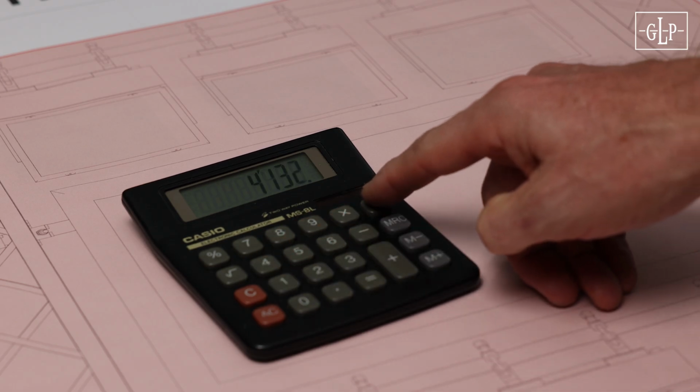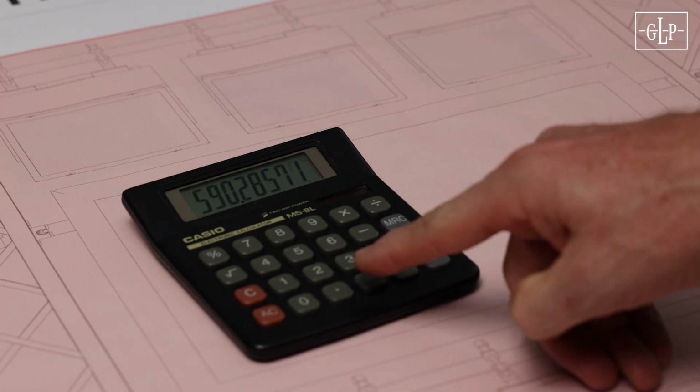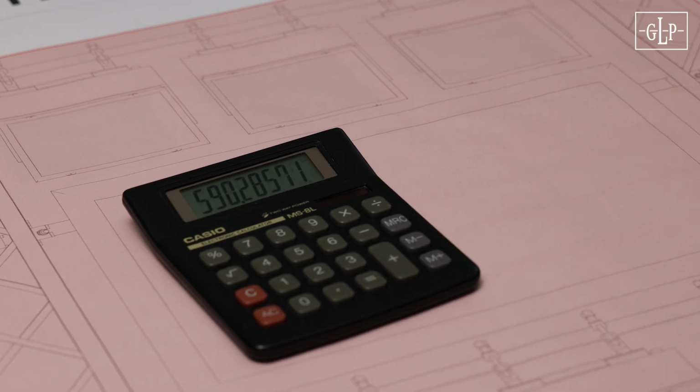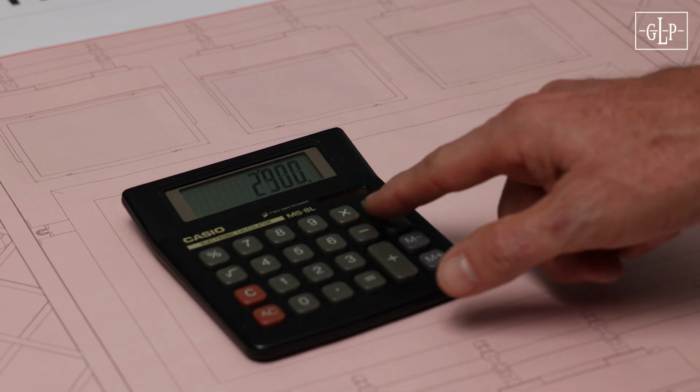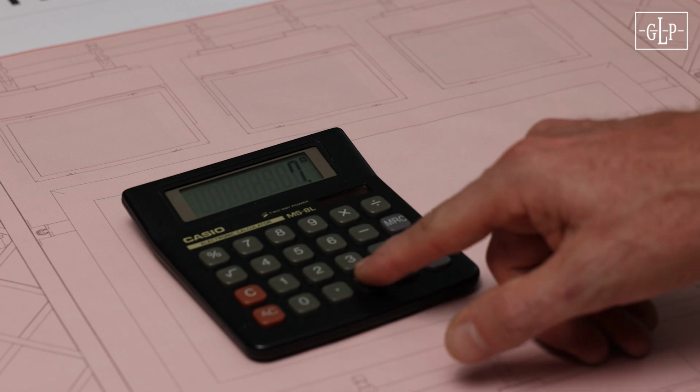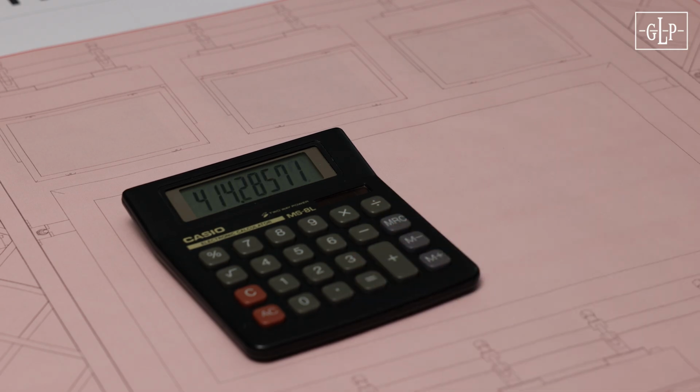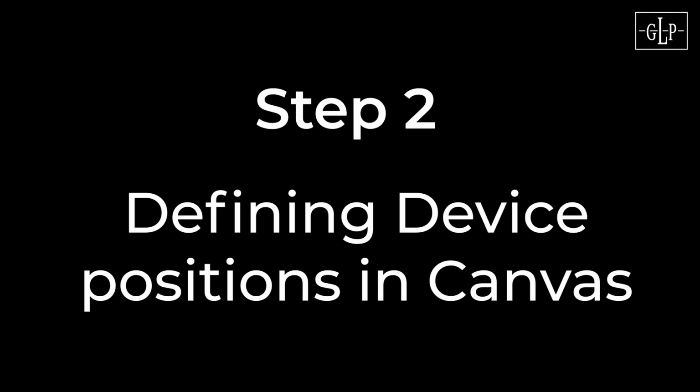4132 mm width divided by 7 mm pixel pitch corresponds to 590 pixel horizontal pixel resolution. And 2900 mm height divided by 7 mm pixel pitch corresponds to 414 pixel vertical pixel resolution. Let's move on to step 2. Defining device positions in canvas area.